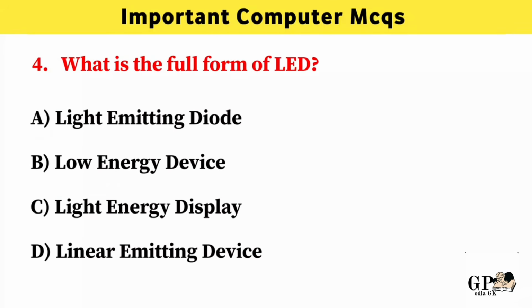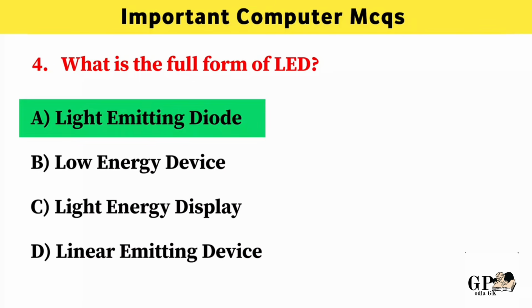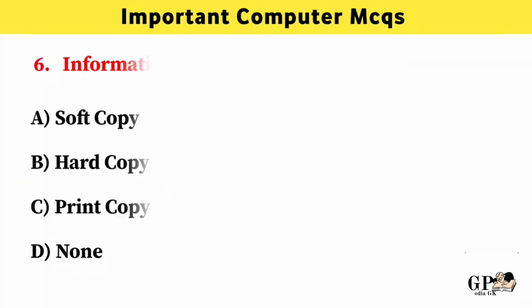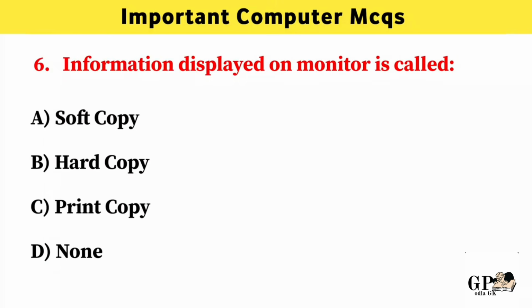What is the full form of LED? The correct answer is light emitting diode. Which tool is used to crop an image? The correct answer is crop tool. Information displayed on monitor is called. The correct answer is soft copy.